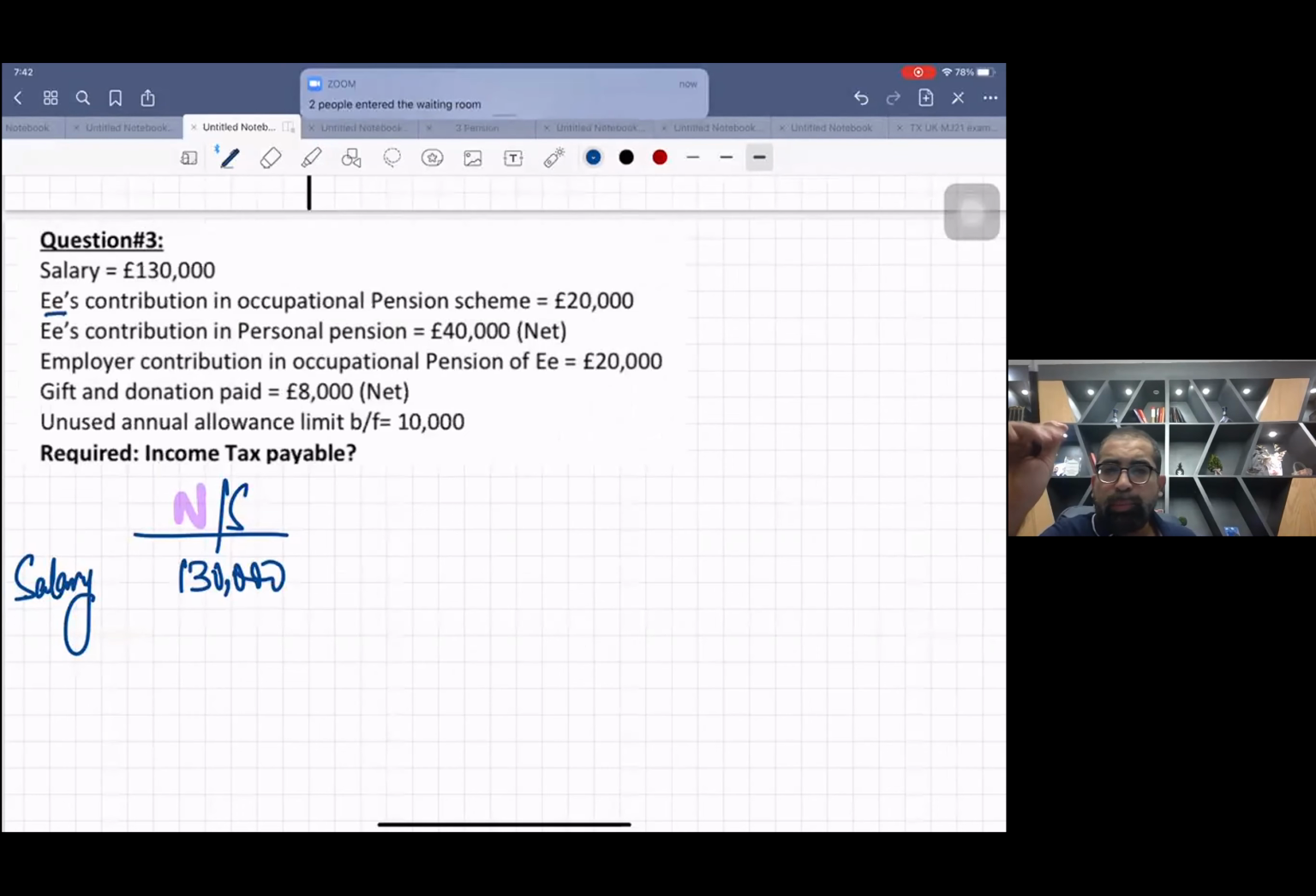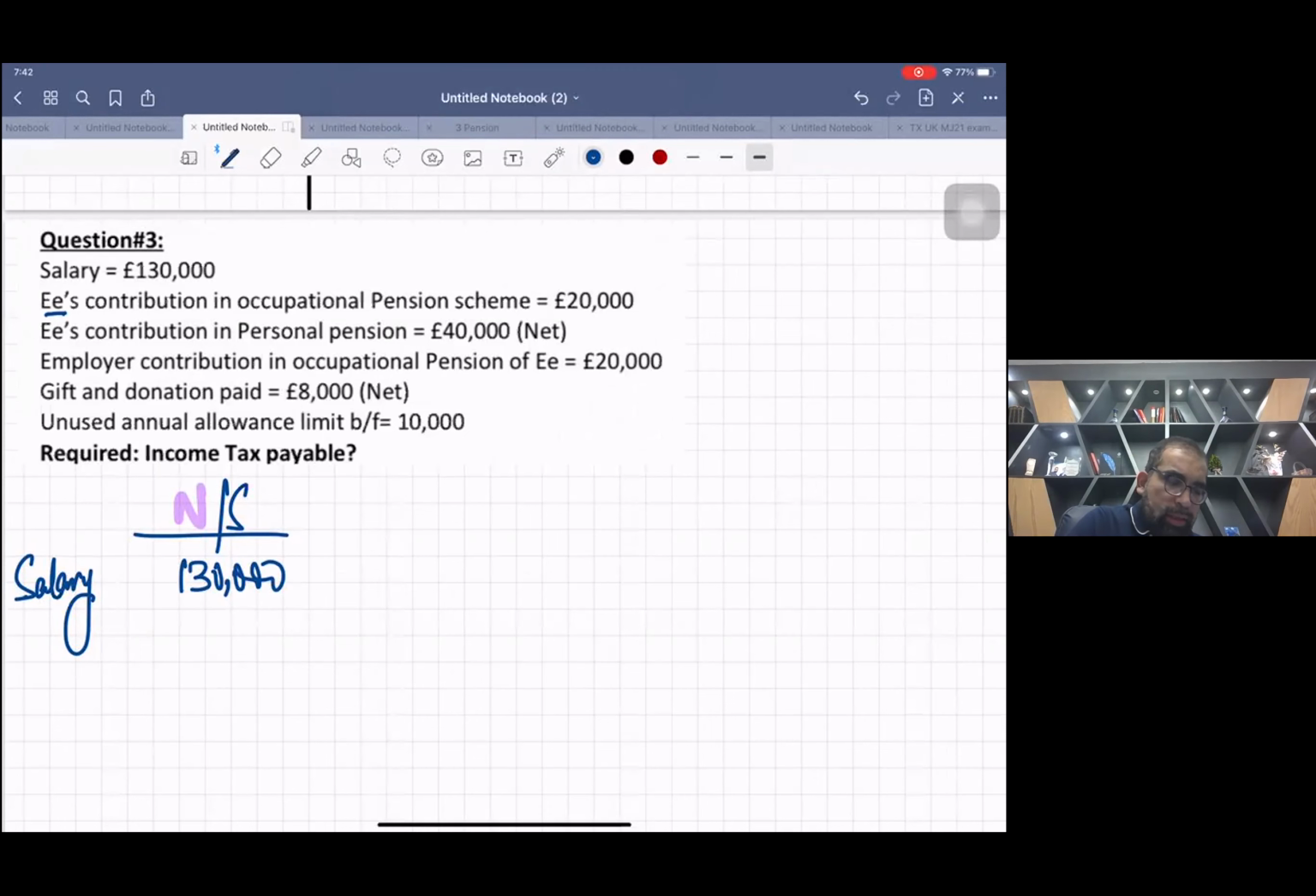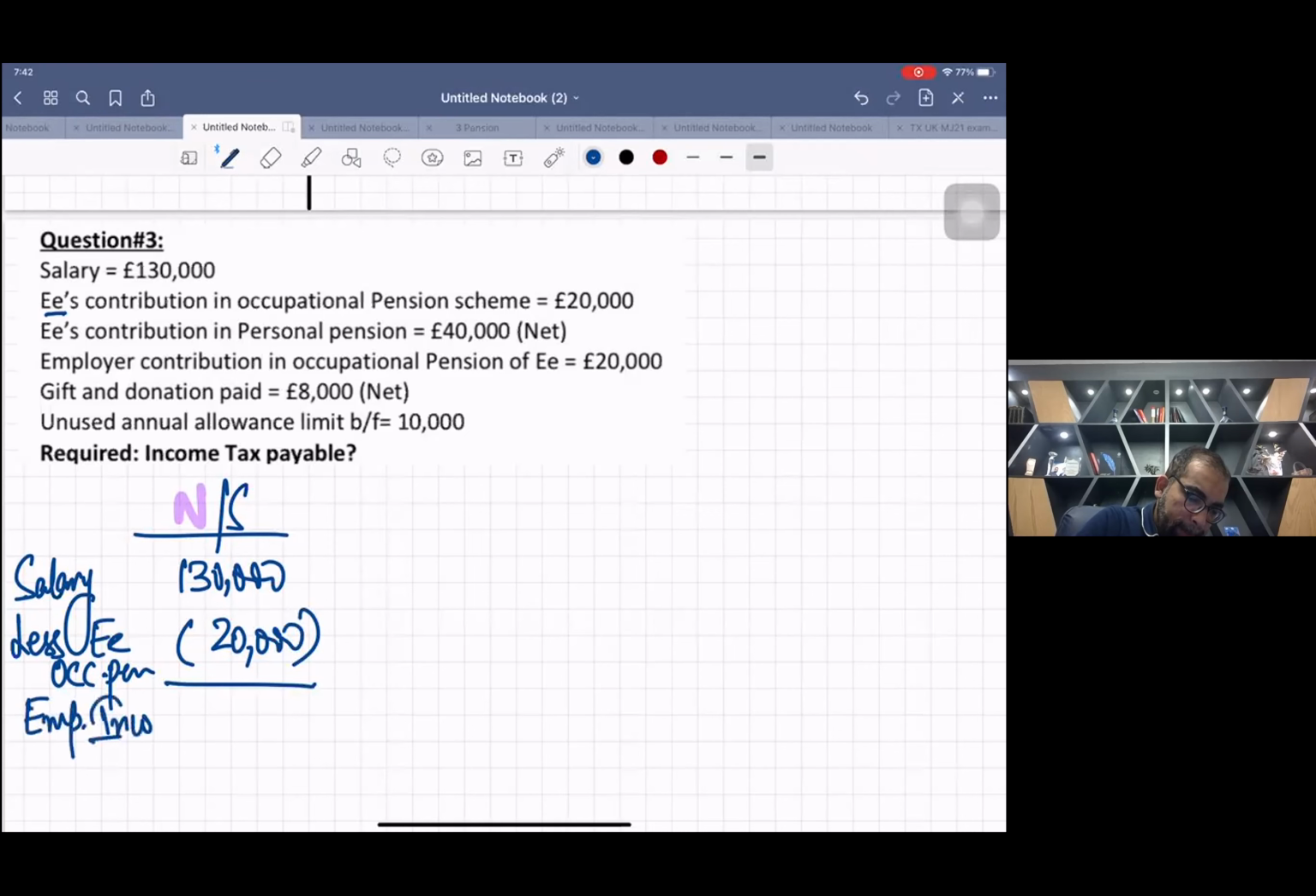Double E stands for employee. Open your eyes. Employee contribution in occupational pension scheme, yes, it's an allowed expense. Less employee occupational pension contribution. This is 20,000, right? Now, wait. So this is your final employment income. How much is this? 110. There is no bonus in this question. There is no car benefit. There is no fuel benefit. This is your full and final employment income.